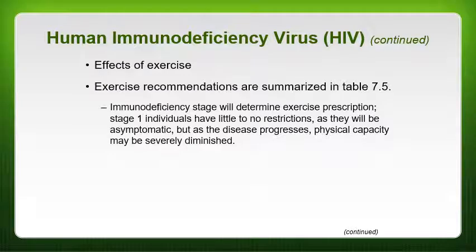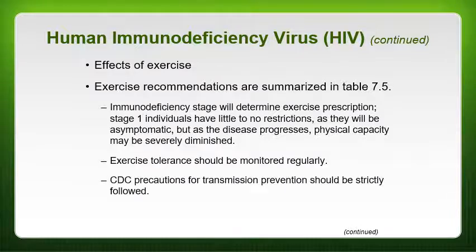As far as the recommendations, the immunodeficiency stage will usually determine exercise prescription. Really for individuals in stage 1, hopefully this is where they start to really get into improving their fitness. Maybe there's somebody who's been physically active in the past, but if they haven't been, this would be the stage they would really want to start to work on this, because as the disease progresses, their physical capacity is going to become diminished, so they'd want to start as early as possible. Exercise tolerance should be monitored, and CDC precautions for transmission should be strictly followed.